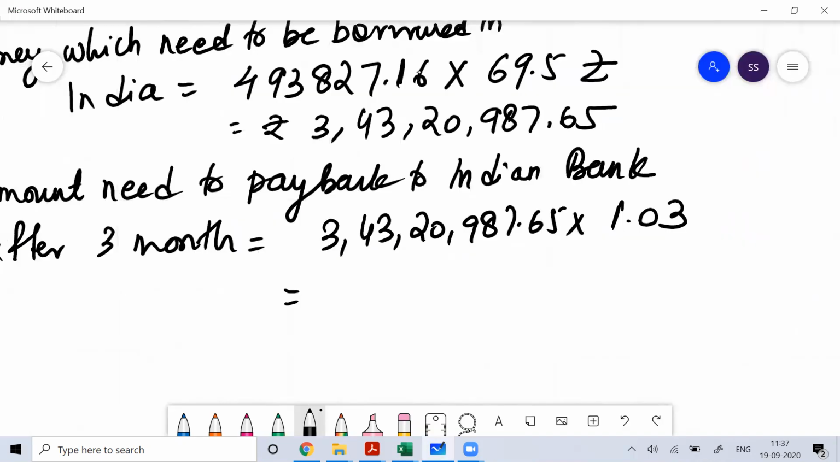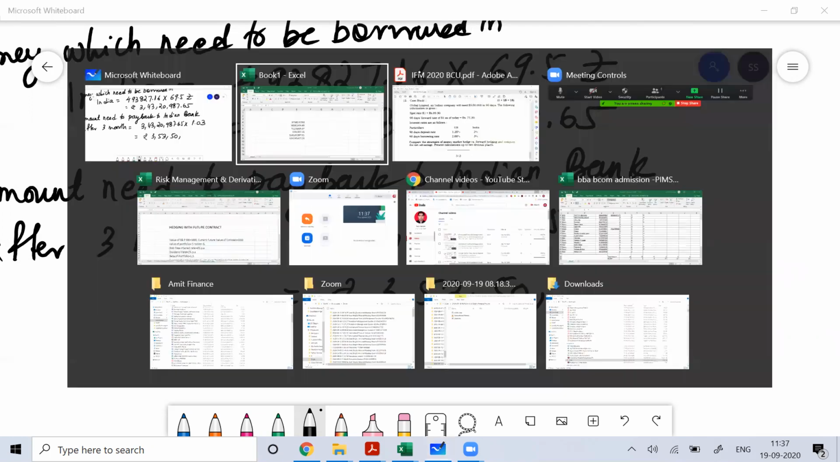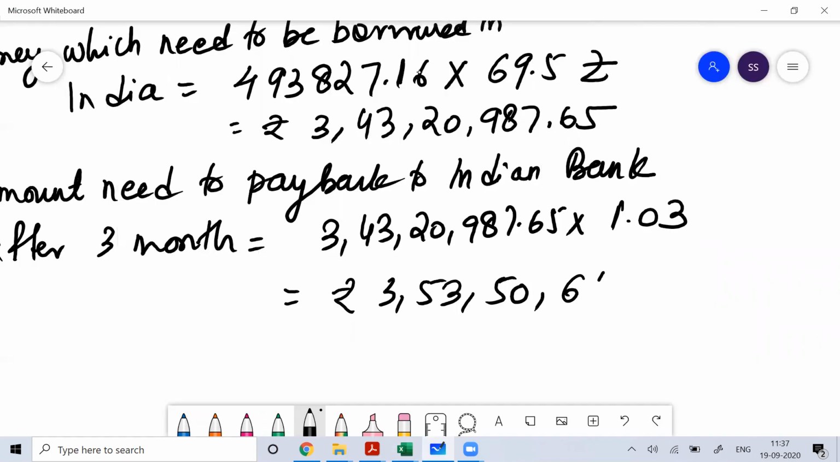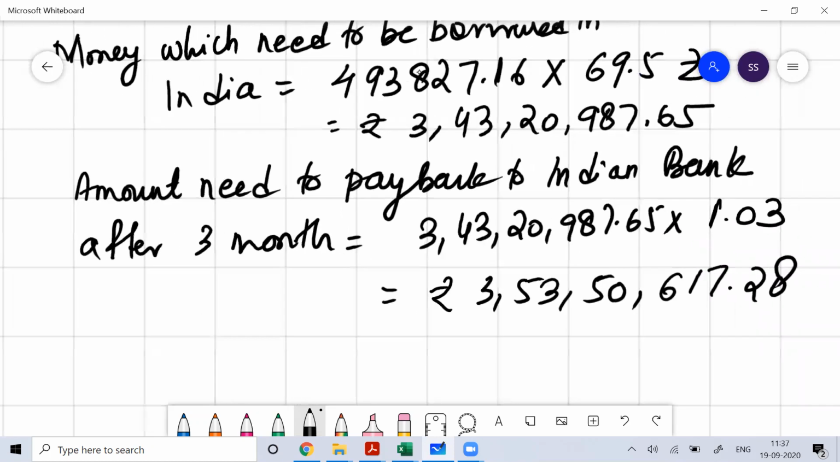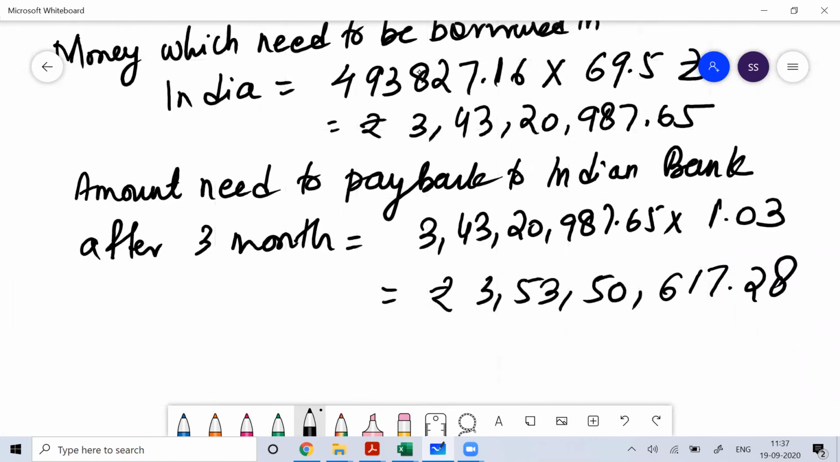3 crore 53 lakh 50,617.28. Okay, so the amount they need to pay back to the Indian bank after 3 months would be 3 crore 53 lakh 50,617.28. Okay, now I'll talk about forward hedging.